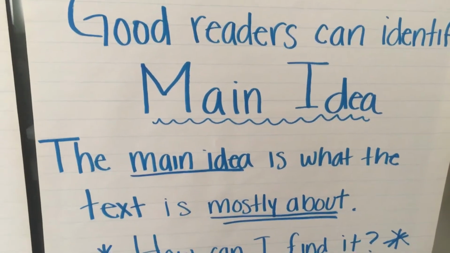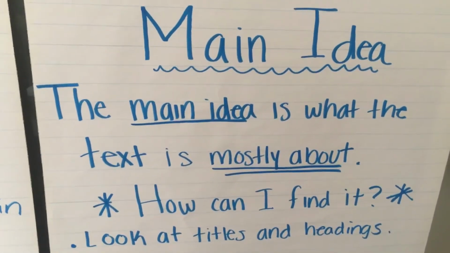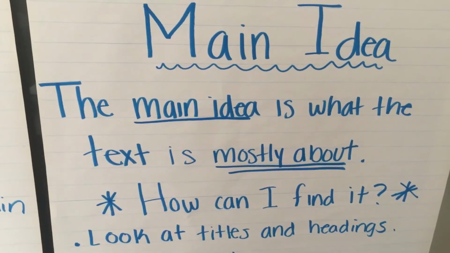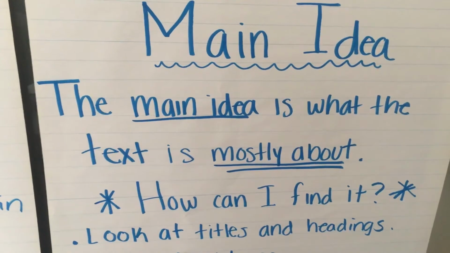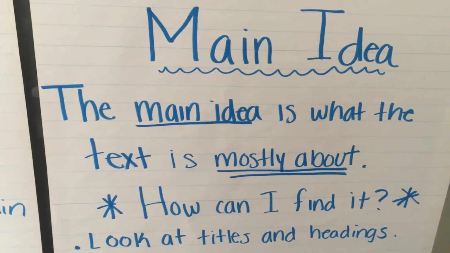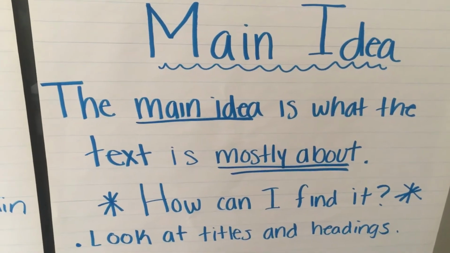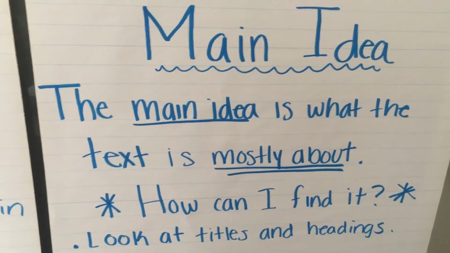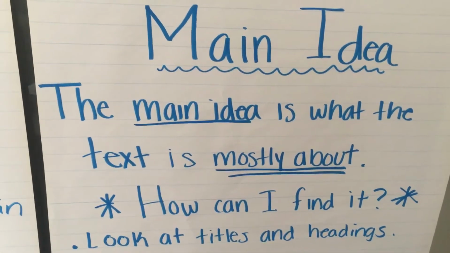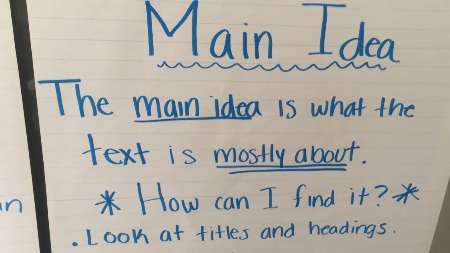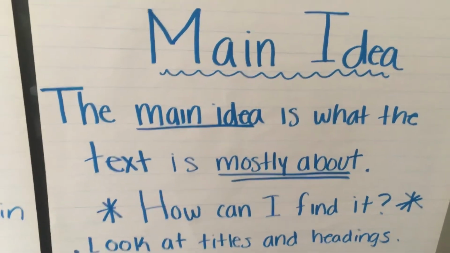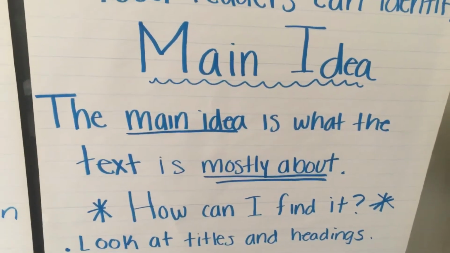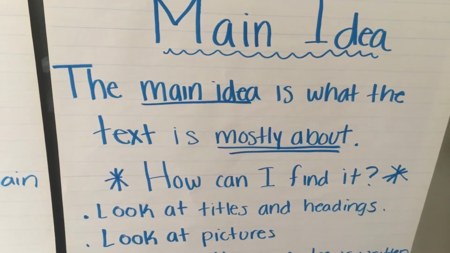Let's take a look at the first one. Looking at titles and headings. Usually the titles and headings tell us what the main idea is going to be. So if our title is Cats Are Fun, that text is mostly going to be about how cats are very fun pets.